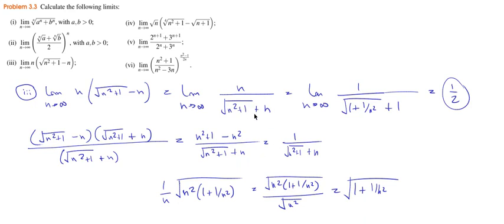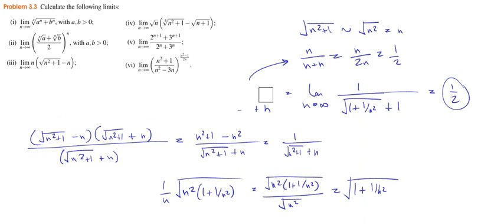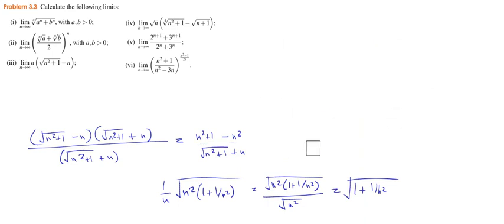Another way to see it is to say that the square root of n squared plus 1 is asymptotically equivalent to the square root of n squared when n is large, which is equal to n. So here this limit will be the same limit as n over n plus n. So you have n divided by 2n, which is 1 over 2. Okay, so the same thing if you know your asymptotic equivalences. Okay, so whatever you prefer.